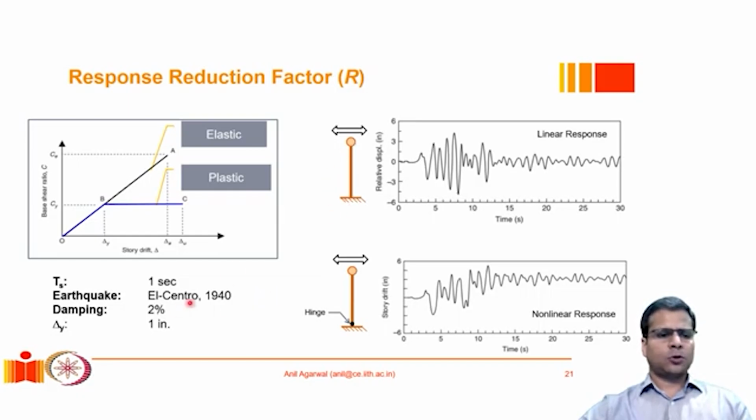The system was assumed to have 2% internal damping, and this type of linear system was subjected to the El Centro earthquake. This was a specific time history of acceleration at the base, and then the displacement response at the top was observed. So this is the displacement response, which is relative displacement with respect to time. We can see that the maximum displacement or maximum drift with respect to the base is almost 4.5 to 5 inches.